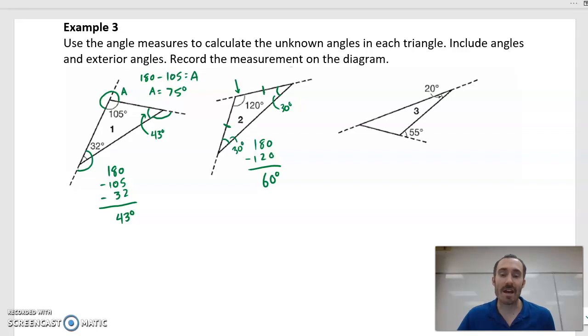Now I'm not going to do the exterior angles for this one as well, because it's the same thing we did on the first one. Just take your full 180 and subtract the piece that you know, and that will give you what's missing.